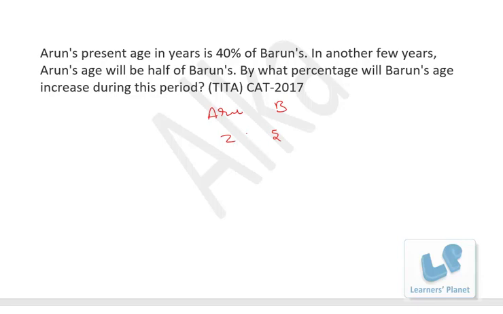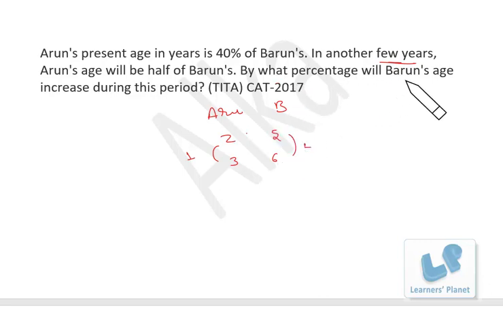Now the question says, in another few years, Arun's age will be half of Barun's. We can see very clearly that when it is 3, it is 6. We are adding just 1. When we add 1 to this and 1 to this, in the same duration, the same number of years, it becomes from 2 to 3 and from 5 to 6. So 3 is to 6, Arun's age will be half of Barun's. That means these few years are nothing but one part.